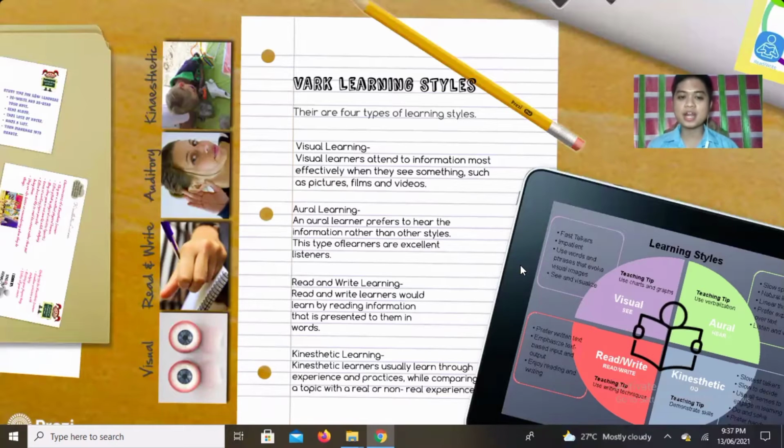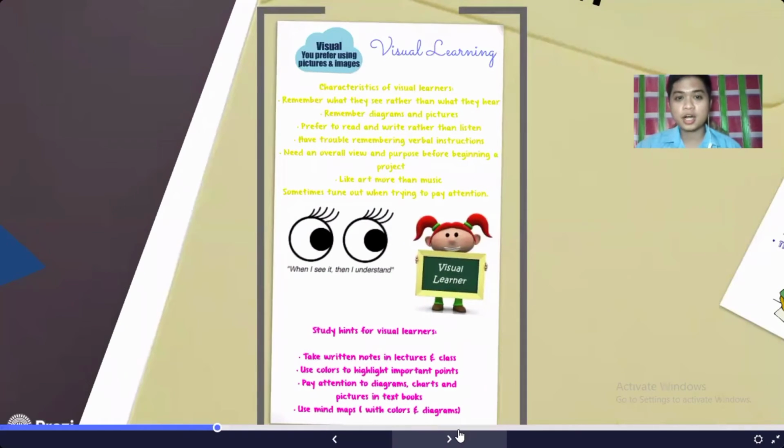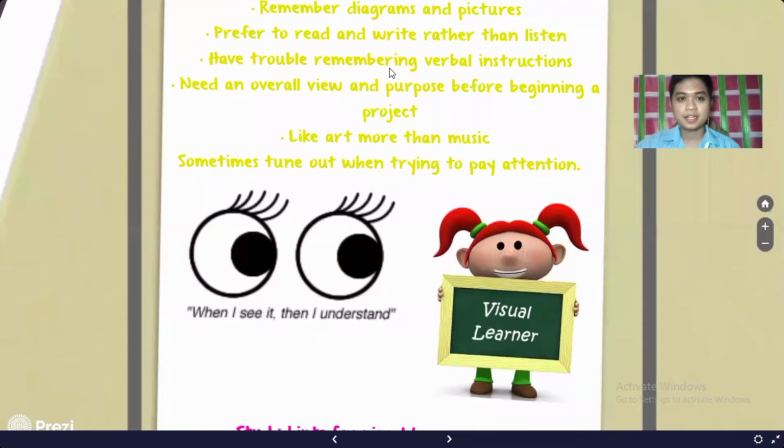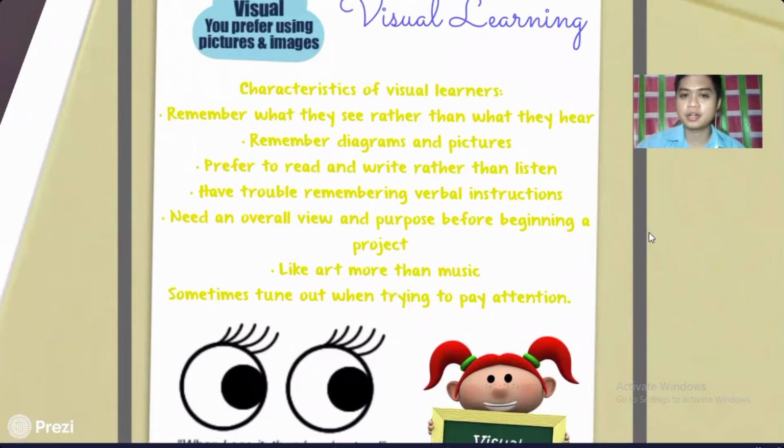And the fourth one is the kinesthetic learning. Well, these learners usually learn through experience and practice while comparing a topic with real or non-real experiences. And let me dig deeper. Let's go with the visual learning. Let us talk about their characteristics. Let me zoom in. What are the characteristics of visual learners?